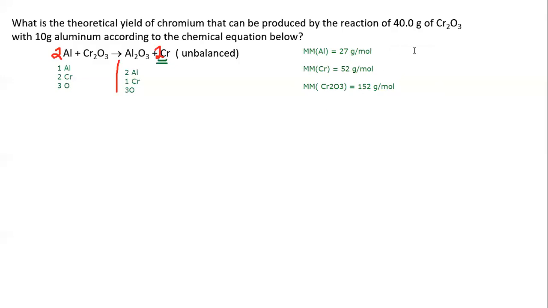That's one thing we're going to need. The other thing we're going to need are the mole ratios. So for aluminum to chromium, you see 2 moles of aluminum equal 2 moles of chromium. And we notice 1 mole of Cr2O3 equals 2 moles Cr. This is all what we need to do this problem. So I'm going to go ahead and draw 2 sets of train tracks.